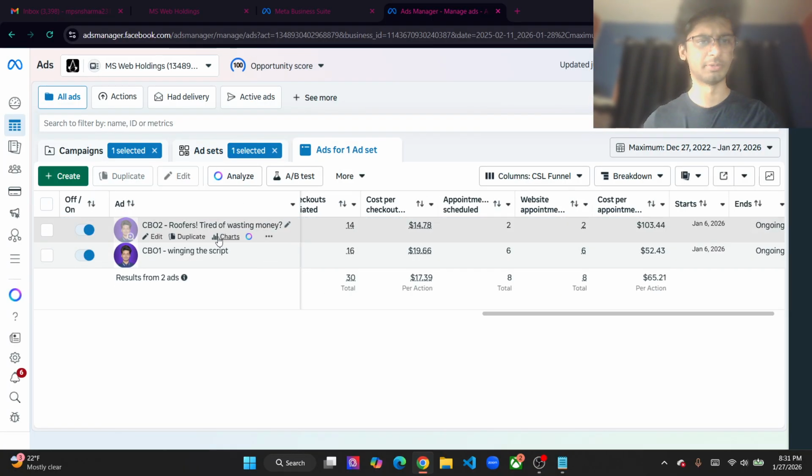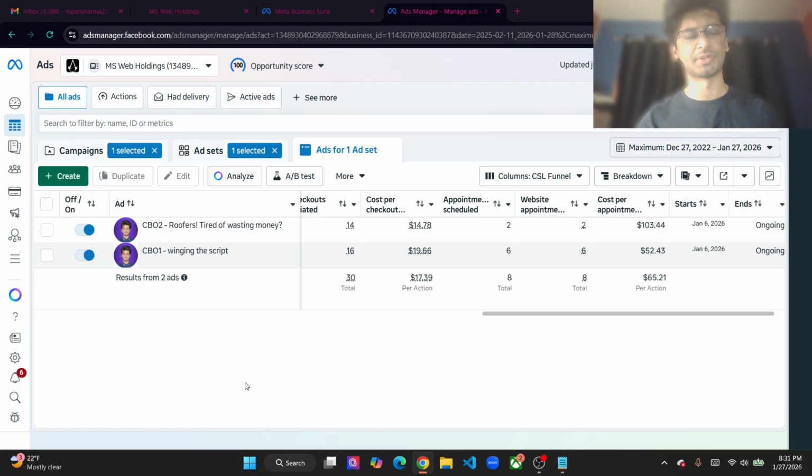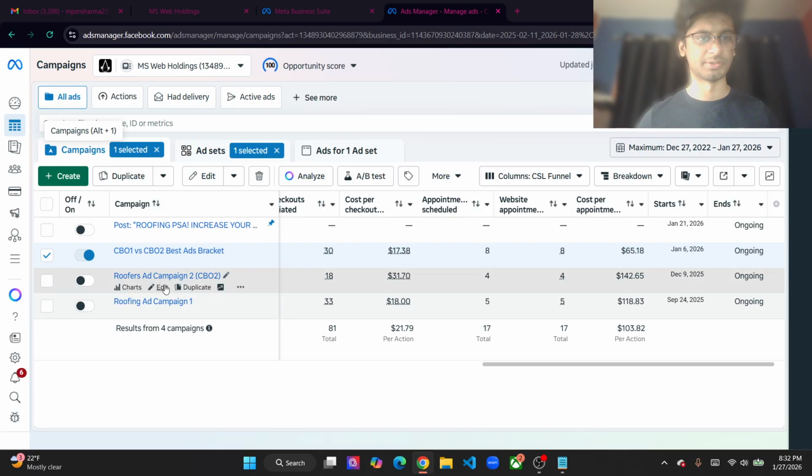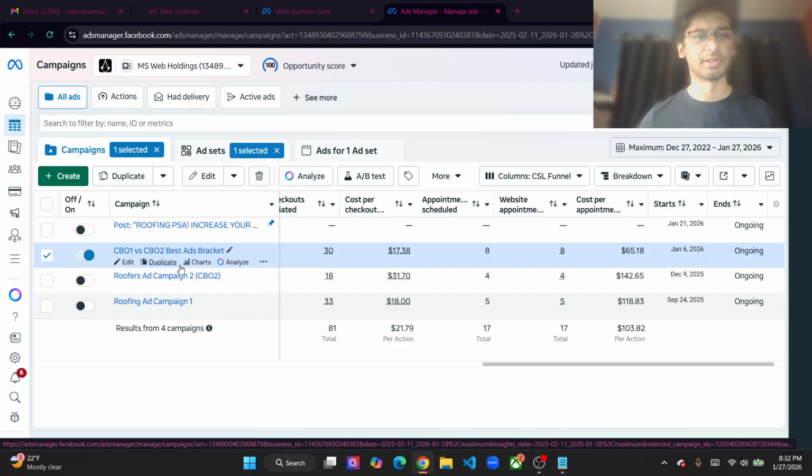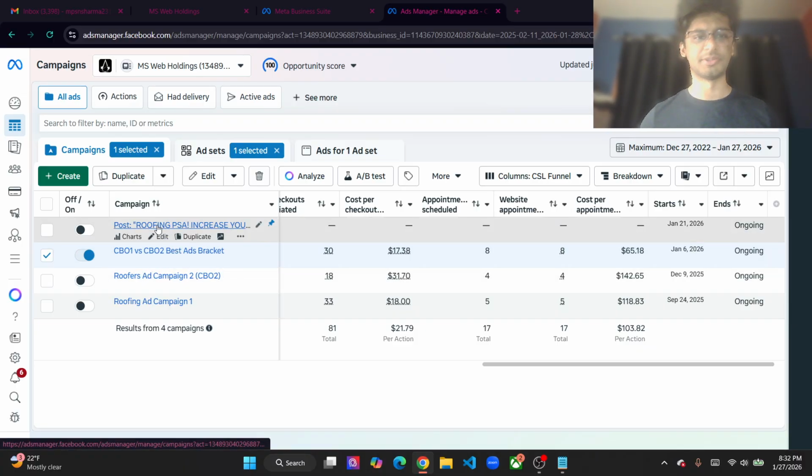So we have the CBO one, winging the script, and the CBO two. CBO stands for campaign budget optimization, which is basically what we're doing. We're optimizing the campaign budget to these specific ads. I just had 2 different campaigns here. So this was, where is it? Roofing ad campaign 1, this is CBO 1. Roofing ad campaign 2, this is CBO 2. This was me boosting a post, so don't worry about that.